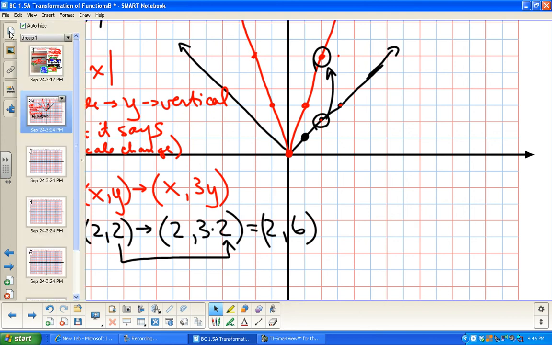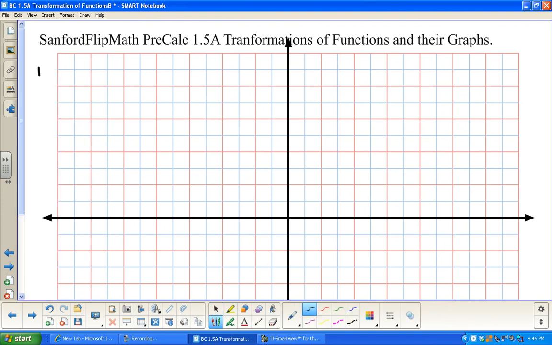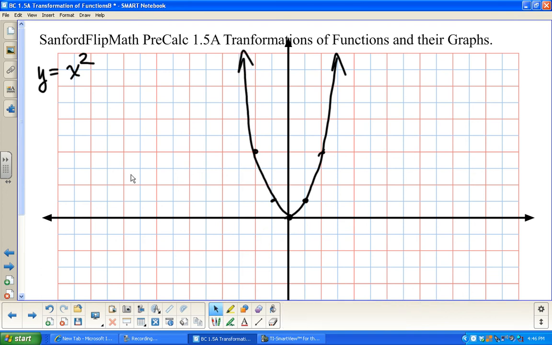Okay, let's pop here, and I'm just going to clone that, and let's go right here. All right, I want to go back to, let's do y equals x squared as the parent function. Okay, and I'm just doing some quick points on this: 1 squared and 2 squared, negative 1 squared, negative 2 squared. Okay, so this is the parent function. We're going to do a scale change. And let's do (3x, y).